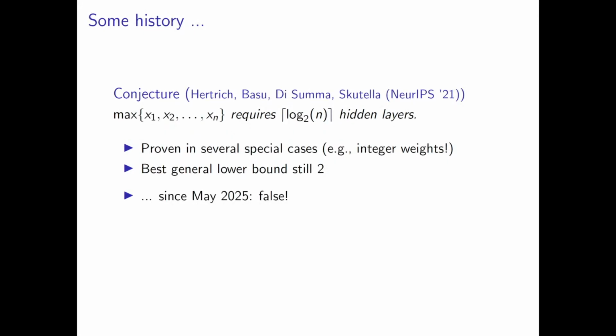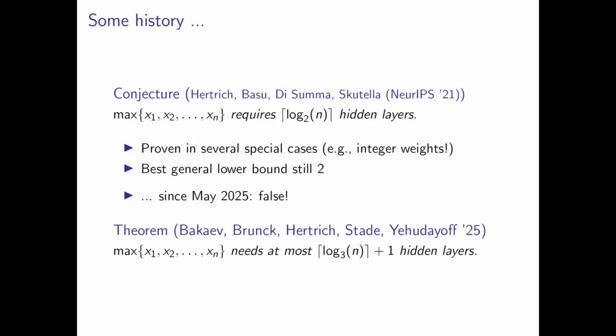And then, as I said, since this year, we know the conjecture is actually false. The smallest counterexample is exactly what you said. The maximum of 5 numbers can be represented with 2 hidden layers. That's what we were able to prove. Or more generally, the maximum of n numbers can be computed with logarithm to the base 3 many hidden layers, basically. I'm going to show you a little bit of intuition how this construction works in a bit. But this was very surprising to me because we defeated the conjecture I made myself a couple of years ago.